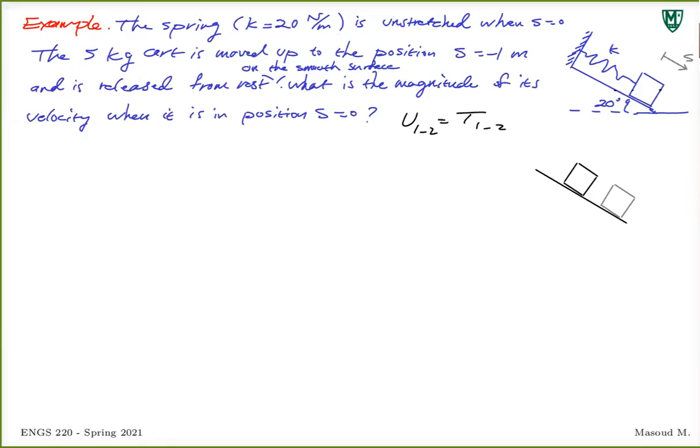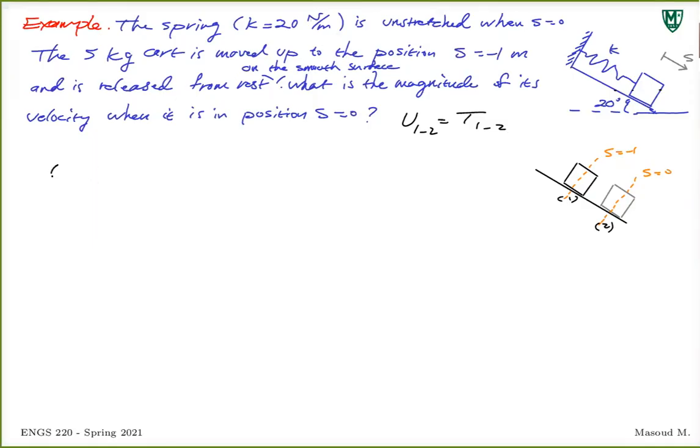I can think about it this way. This is s equal to 0, and this is s equal to -1. So we go from point 1 to point 2. This is point 1, this is point 2. The spring is compressed at point 1 and unstretched at point 2.